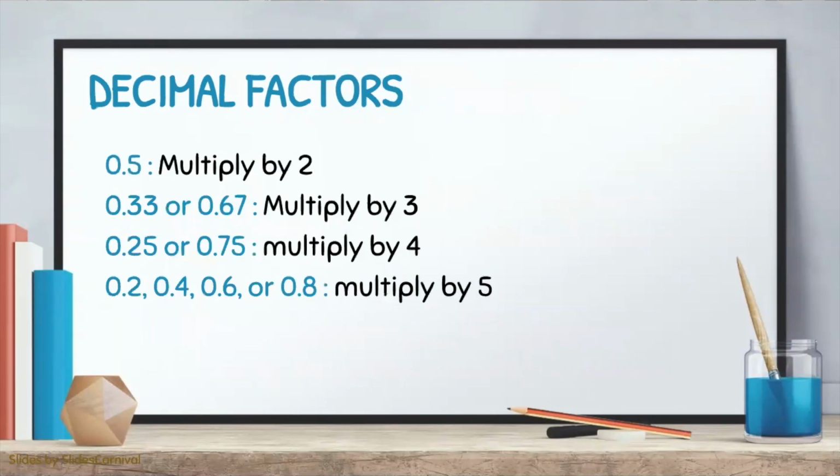Here are the decimal factors I mentioned. These work because decimals work like fractions, and if you converted these decimals to their fraction form, multiplying by these numbers would be like canceling in fractions. Just be sure to memorize these for your exams and quizzes, because you probably won't be given them.